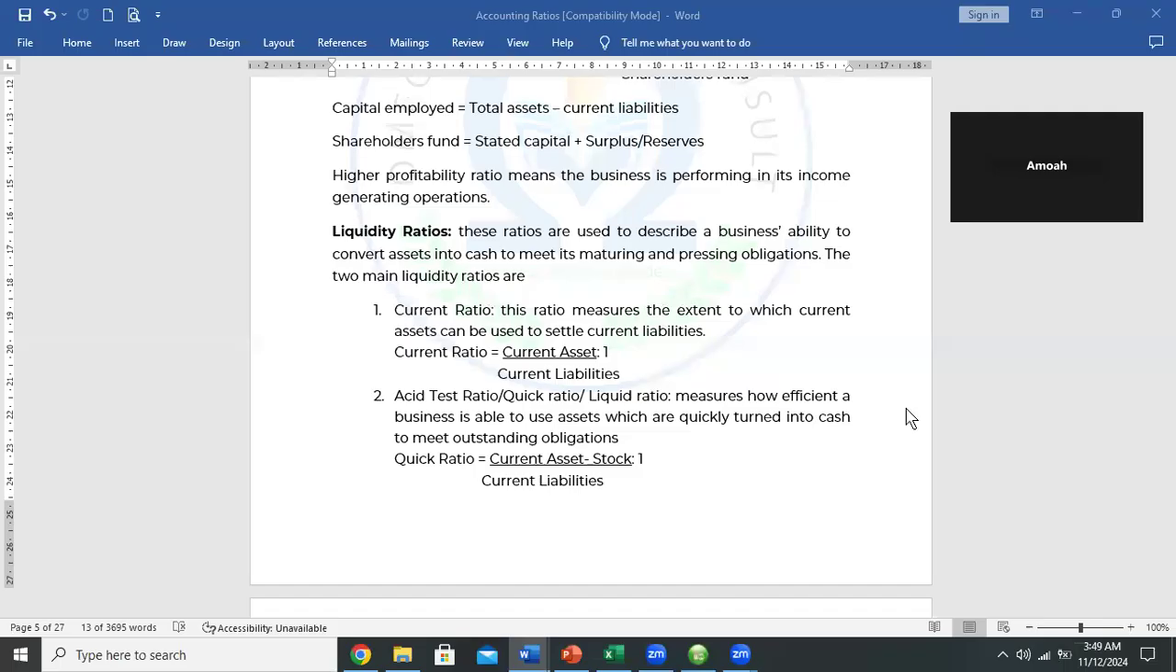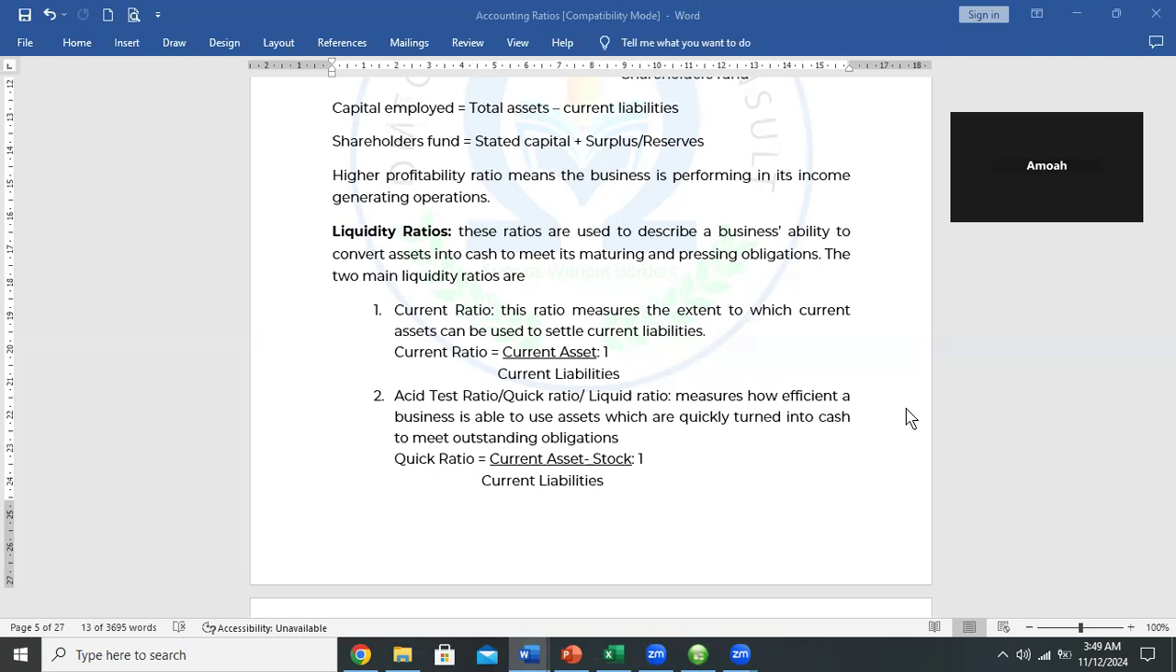Okay, so quickly, the profitability ratios, we saw 4 of them: the gross profit margin or gross profit percentage, the net profit margin or net profit percentage, and then the return on capital employed, as well as the return on shareholders' fund. And we also indicated that the higher the ratio, the better in terms of the business performance.